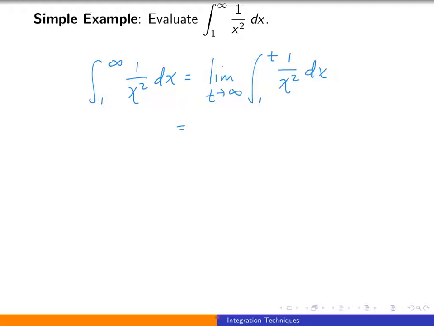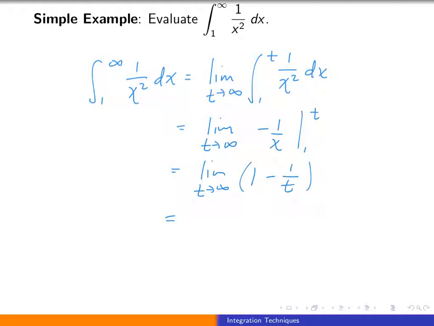We now evaluate this resulting integral using the fundamental theorem of calculus, and then we take the limit. An antiderivative of 1 over x squared is minus 1 over x, and we're evaluating from 1 to t. So this would be the limit as t goes to infinity of minus 1 over t minus a minus 1, which I'm going to write as 1 minus 1 over t. As t goes to infinity, the limit of a constant is that constant, and 1 over t is approaching 0. So in this case, we would say that the improper integral converges, and the value that it converges to is 1.